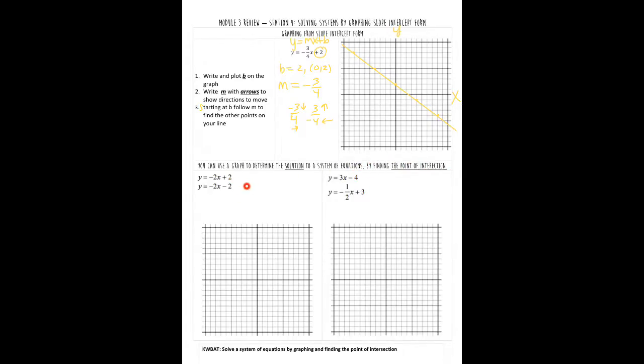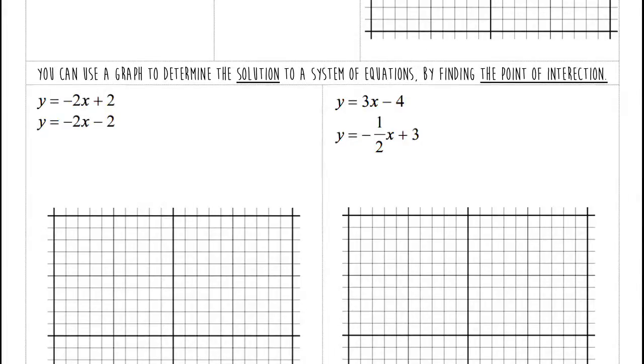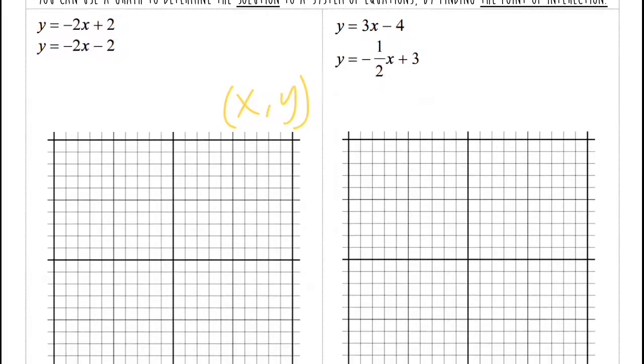So here you have 2 lines to draw. You will draw both of the lines. Make sure you draw both of them. Draw as many points as you can. The point where they intersect is your solution. Make sure you write that point as a coordinate pair. So I should see your answer as an x value and a y value based on where the lines intersect on the graph.